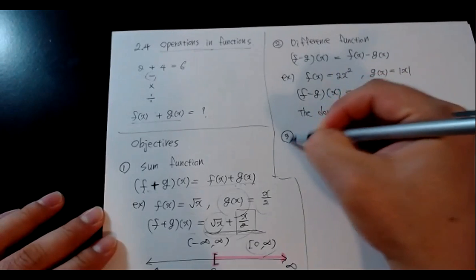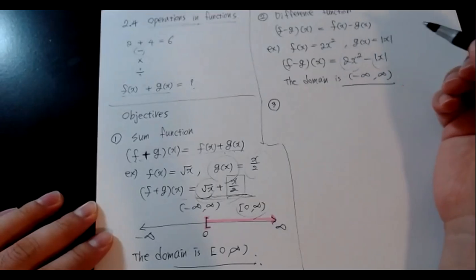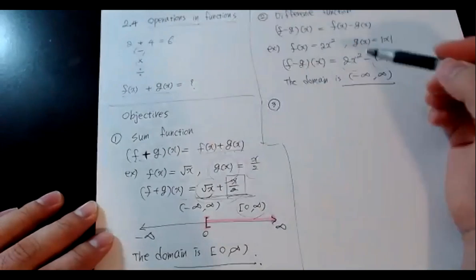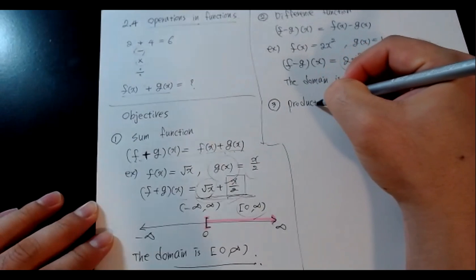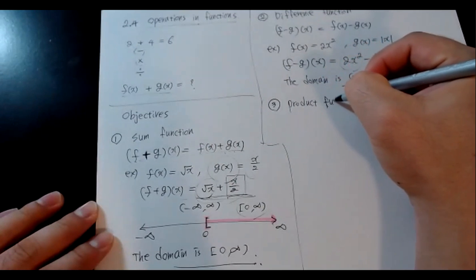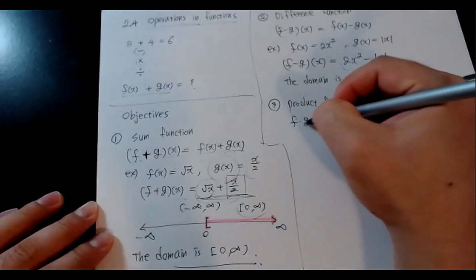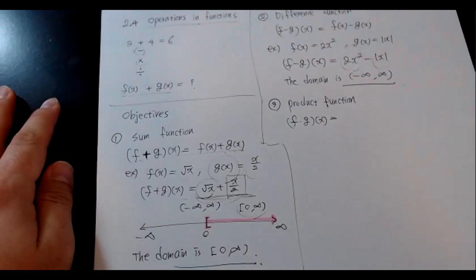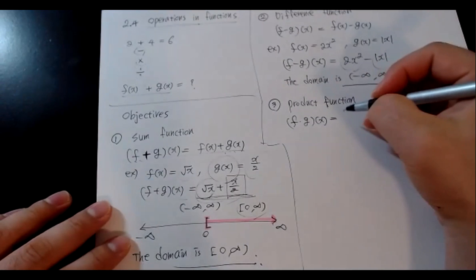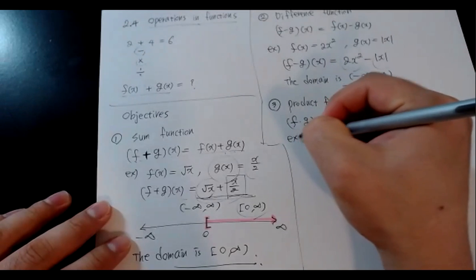And then the next one is the product function. The multiplication is the product function. So f times g of x is, guess what? Just f of x times g of x. So the example is this.